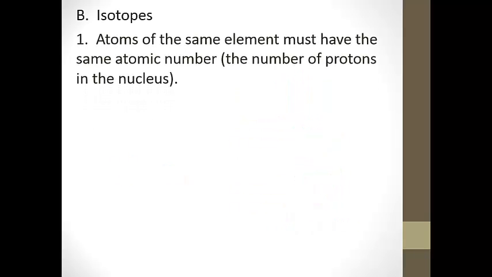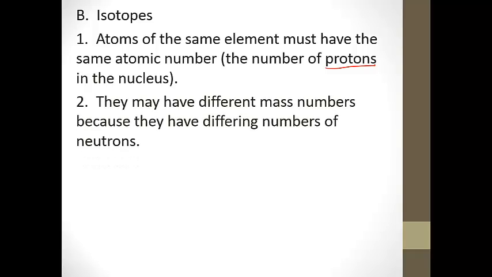Now, we mentioned isotopes a few slides ago. Isotopes are atoms of the same element. So we're looking at different types of carbon, different types of chlorine. We're not comparing two different elements together. And the atoms, since they are the same element, have the same number of protons. Same number because it's the same element. What is different between them is the mass number.